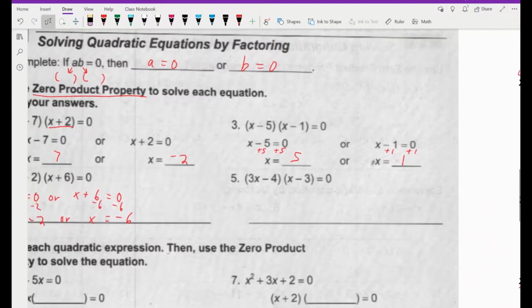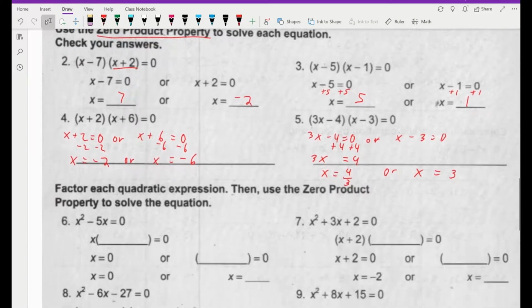Number 5, 3x minus 4 equal to 0, or x minus 3 equal to 0. We're going to first add 4 to both sides, and we'll get 3x is equal to 4. And we just divide both sides by 3. So x equals 4/3. Or x equals, on here we'll add 3 to both sides, and we get x equal to 3.